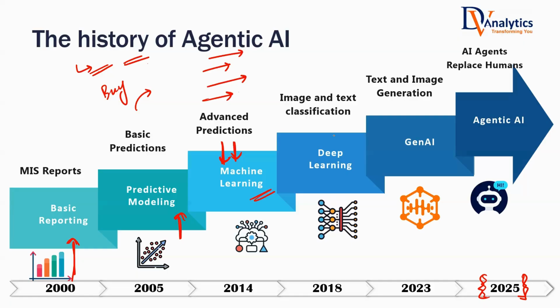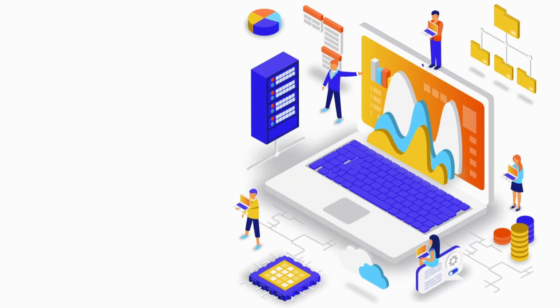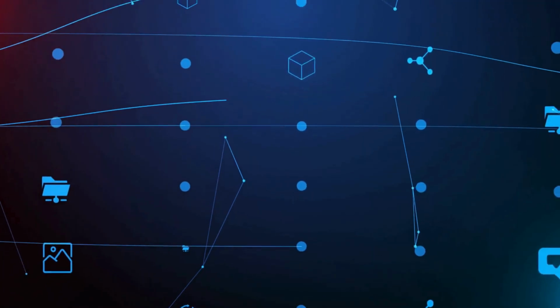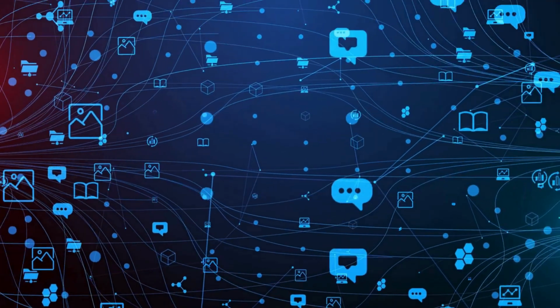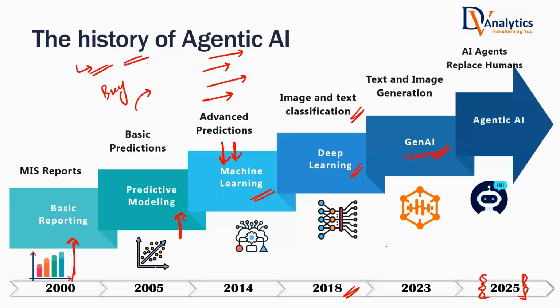Later on, we went on to do image analysis and text data analysis. Those were deep learning, somewhere around 2018. And then came generative AI. This term generative AI became famous once ChatGPT was there somewhere around the end of 2022, when people started using ChatGPT. From 2023 onwards, this term generative AI started coming into the picture.